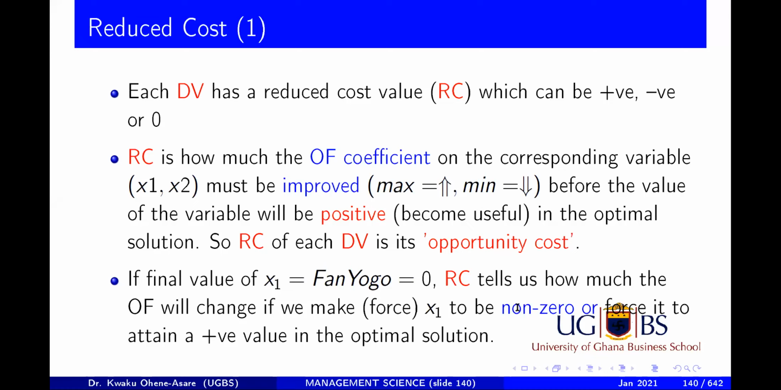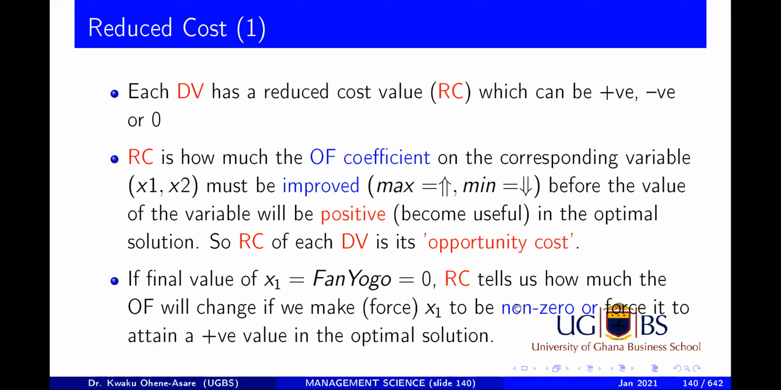Now you can see that S1, fine yogo, was not supposed to be produced. Okay. Now the reduced cost will tell you, if you are forcing it to produce, it means that you are forcing it to move from 0 to a positive value. If you do that, the reduced cost will tell you the punishment you are going to get.